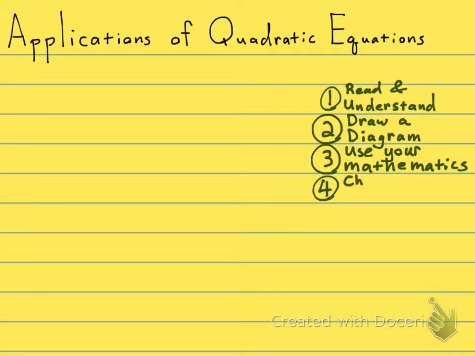Step 4: Check your answer. There's a lot of times where people give me an answer and they want to say that, oh, well, the length of a rug is -5 feet. Well, you have to stop and think about it. Does that make sense? Do you think that's the kind of answer that they're asking for?